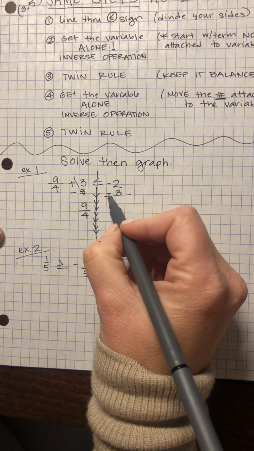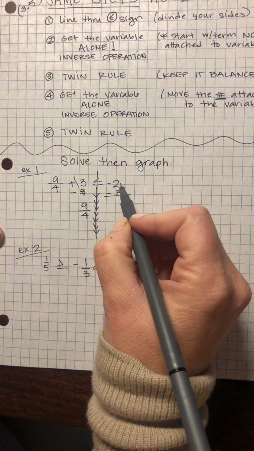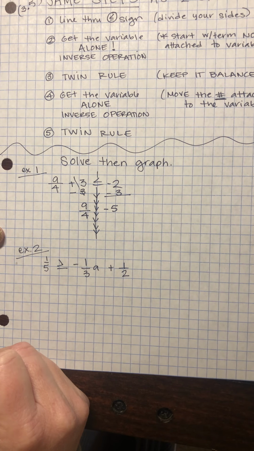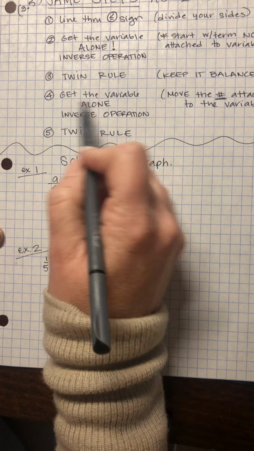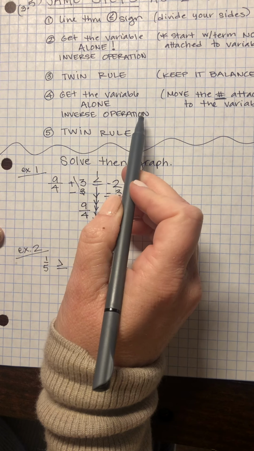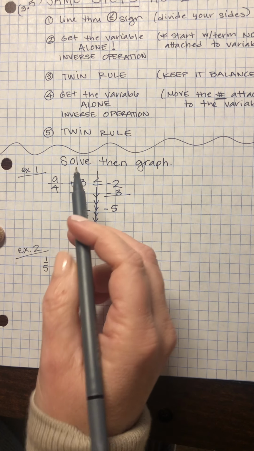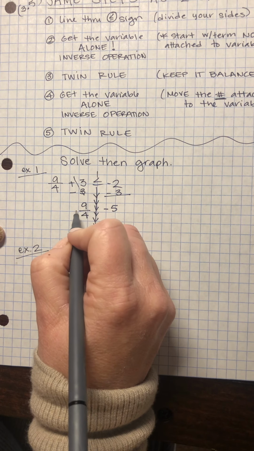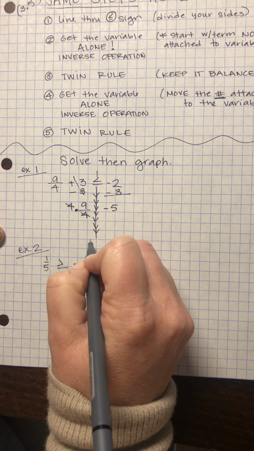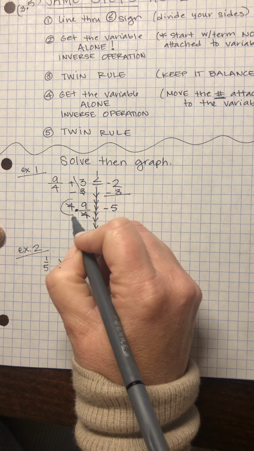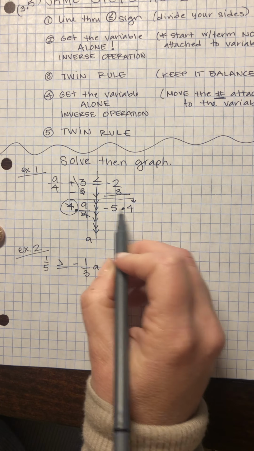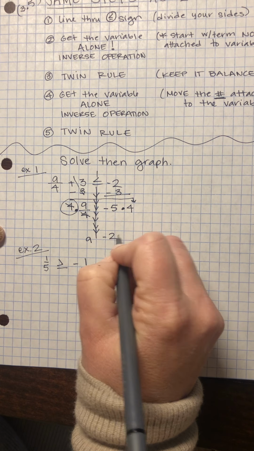And -2 minus 3, it's like borrowing $2 and borrowing 3 more. I now have -5. I come back to step 4, get the variable alone. Now I get to move the number attached, and I need to remember I'm still inverse operating, doing the opposite of what I see. I see a divided by 4, so I'm going to multiply by 4. 4 over 4 equals 1, so I just have an a, and whatever I do to one side, I need to do to the other, so I'm going to twin rule times 4. -5 times 4 is -20.